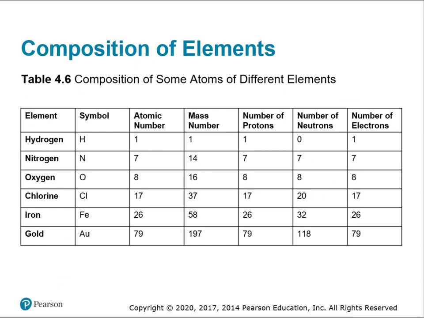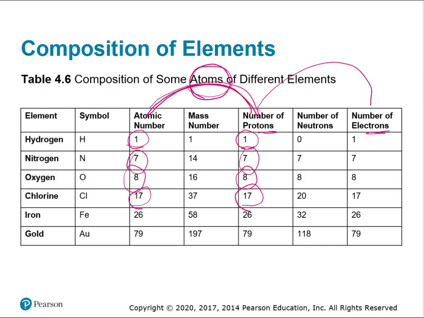Let's look at the composition of some elements. Hydrogen has an atomic number of 1, which also means it has 1 proton. These are always going to be the same. Nitrogen has 7 as its atomic number and 7 protons. Oxygen's atomic number is 8, so it has 8 protons. Chlorine's atomic number is 17, so it has 17 protons. Also, atoms are neutral, so the number of protons will also be equal to the number of electrons.